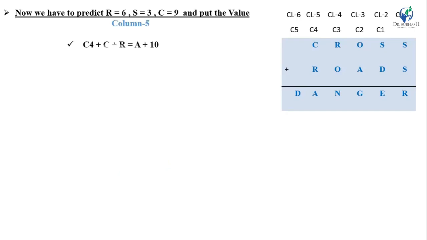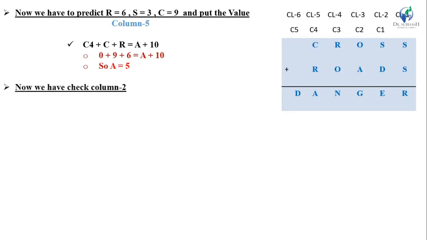Okay. Now we have to predict R is equal to 6, S is equal to 3, C is equal to 9 and put that value on column 5. So C4 plus C plus R is equal to A plus 10 can be written like 0 plus 9 plus 6 is equal to A plus 10. Consider column 4 cannot generate carry. So we can find A is equal to 5.